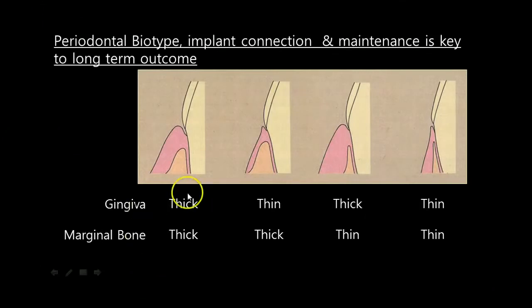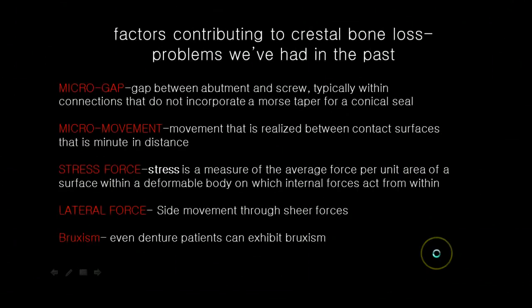So let's look quickly at the different topics and categories here. For gingiva and marginal bone, you have thick gingiva and thick bone. That's really an ideal scenario. You can pretty much do anything with implants there. Thin gingiva and thick marginal bone becomes a challenge because of the tissue, but it's still doable. Thick tissue and thin bone is a little bit more of a challenge, and thin tissue and thin bone is the most extreme challenge.